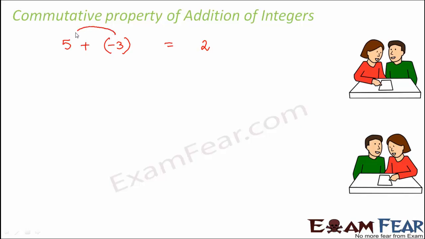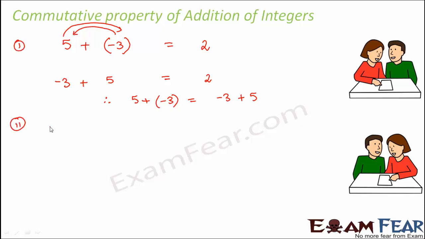Now let us interchange the position of these integers. That is, we write -3 first and then we write 5. So -3 plus 5. What is the result? Here also we get the same result. So what do we conclude? 5 plus -3 is the same thing as -3 plus 5. It is just that we are changing the order in which the integers are being placed. This was one example. Let us take another example. Let us take two integers, -2 and -16. If you add -2 to -16, what do you get? You get -18.